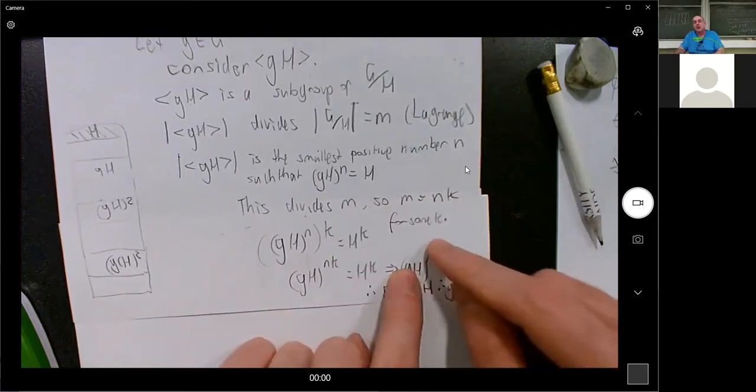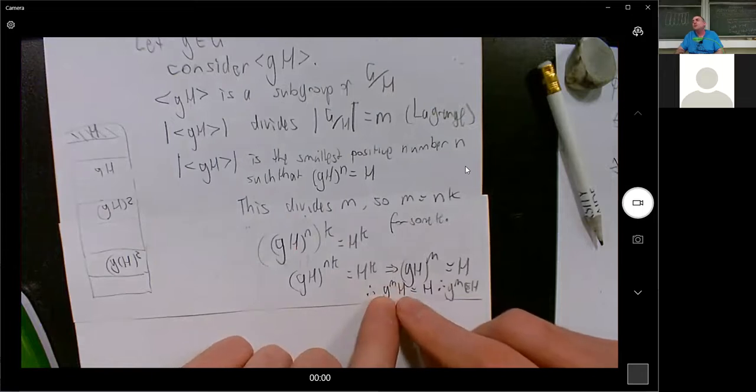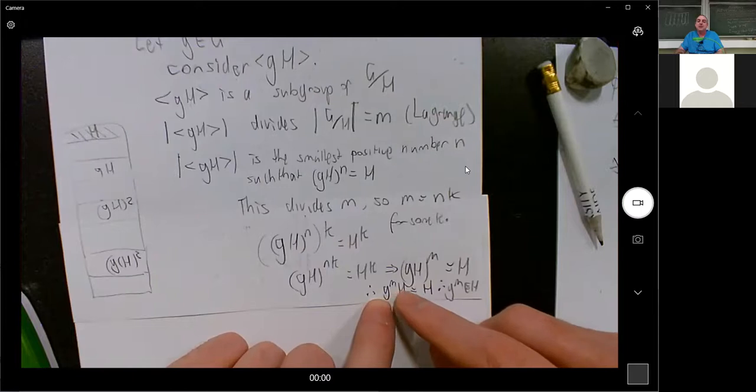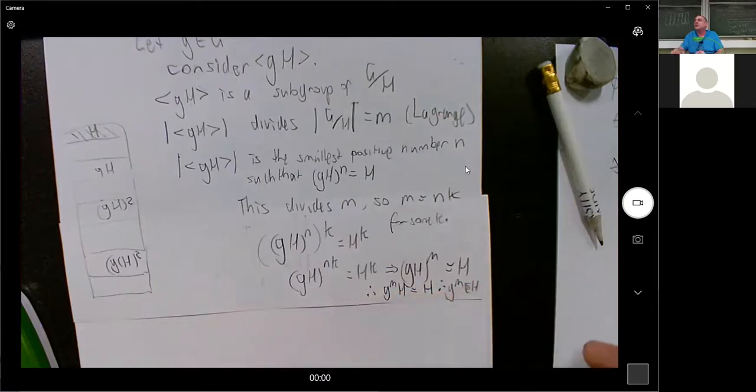And gH to the power of m is g^m times H, because that's how cosets work. So g^m H is H, and therefore g^m is in H, because that's how elements pass from cosets. This may not have been the original plan.